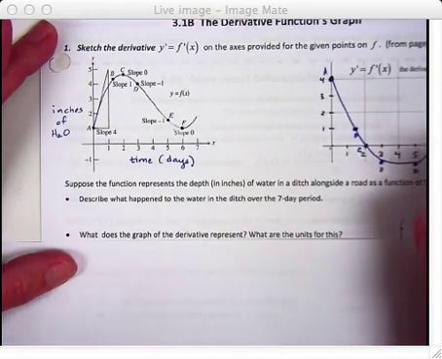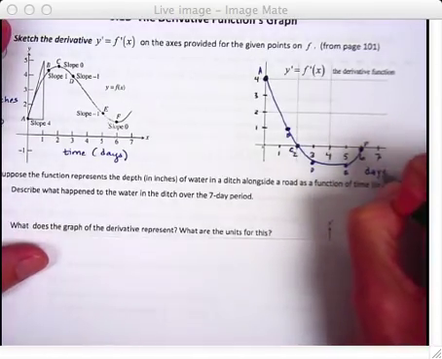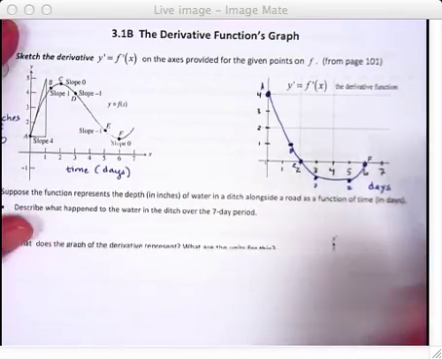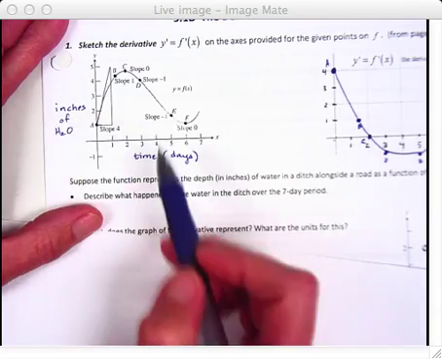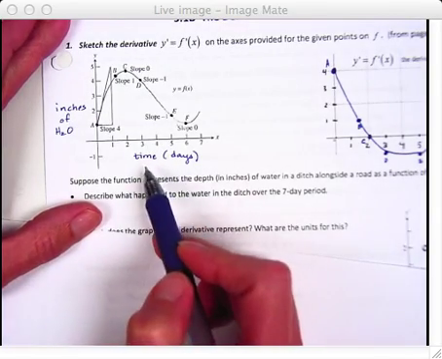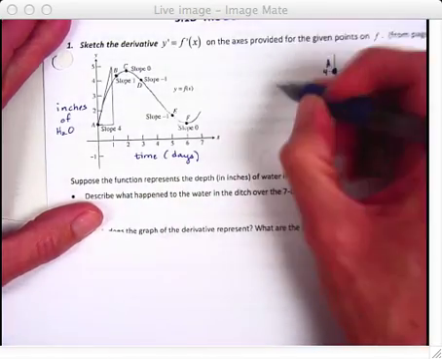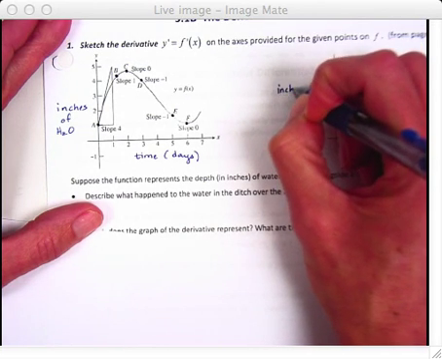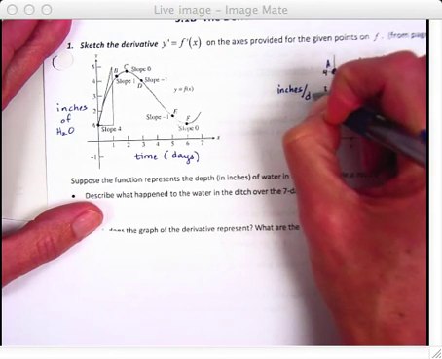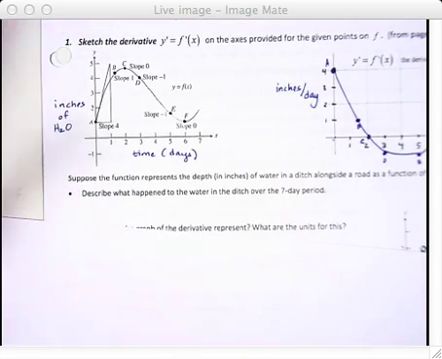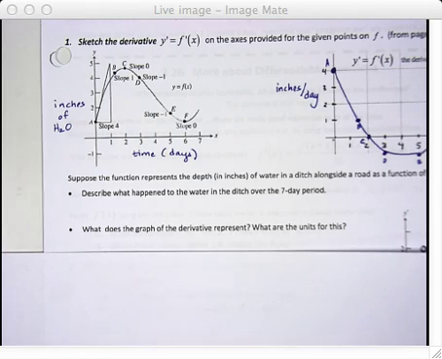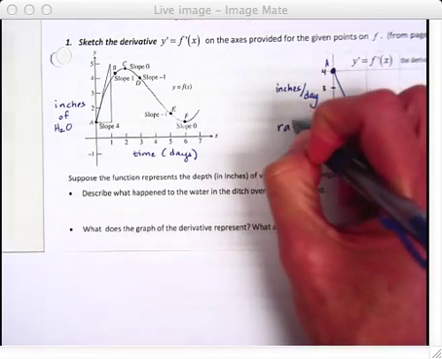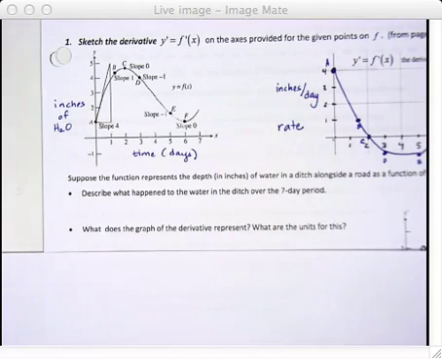Well, these are still days over here. But remember, the derivative represents the slope. So if we come back over here, we're going to put y units over the x units. So the outputs here now represent inches per day. So f prime of x represents the rate at which the water depth changes. So it's different. This is a rate at which the water changes at any given time.